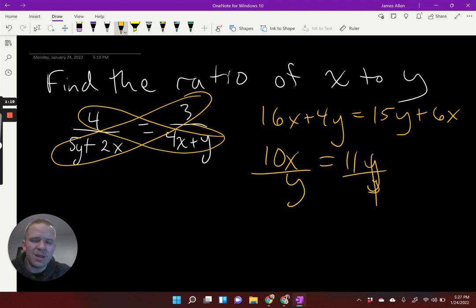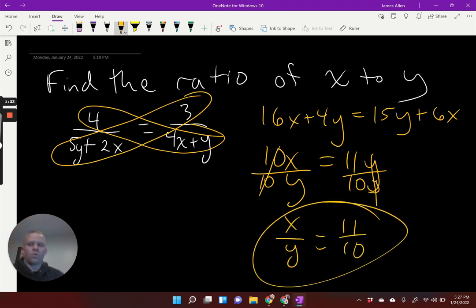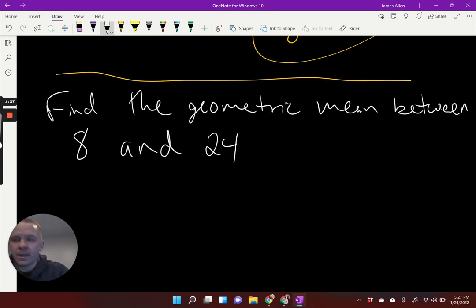Boom, that's gone. But I don't want that pesky 10 chilling there with that x because then it's 10x over y, not x to y. So you know what? I'll also divide by 10 at the same time. Now I'm left with x to y equals 11 to 10. Whew. Awesome. All right, next one.